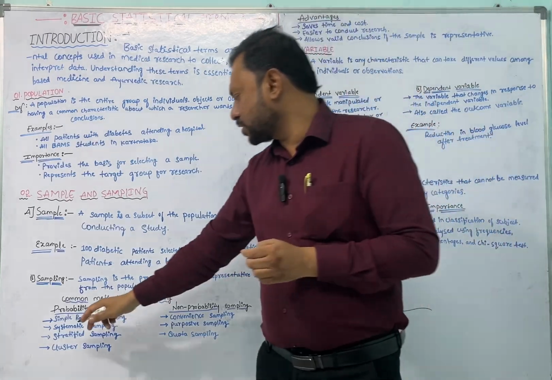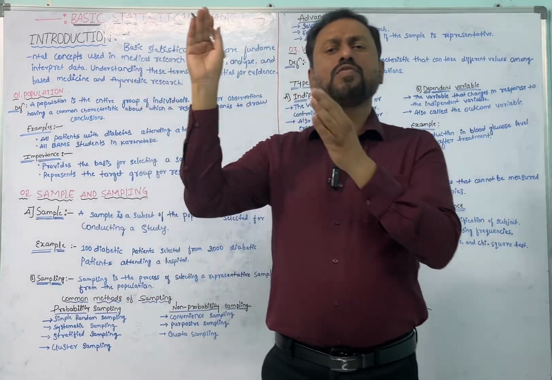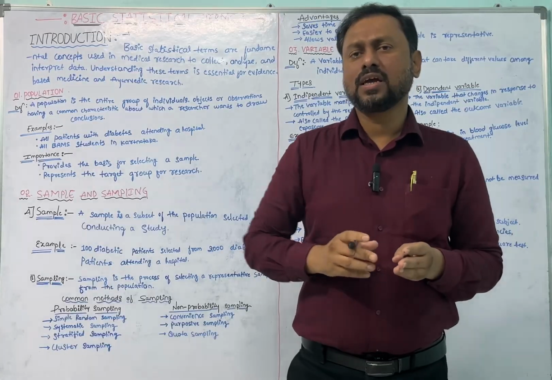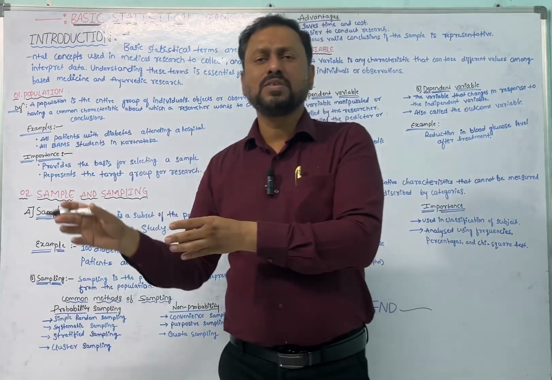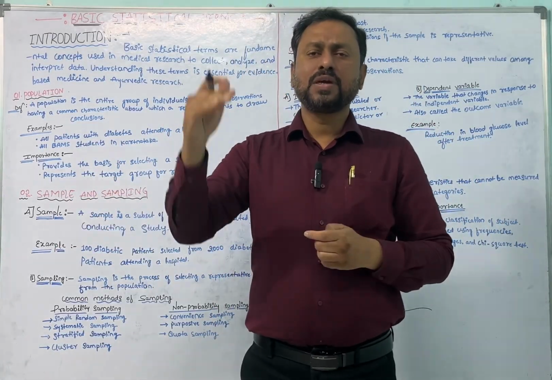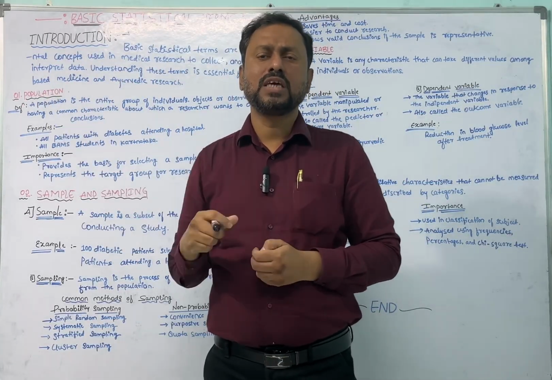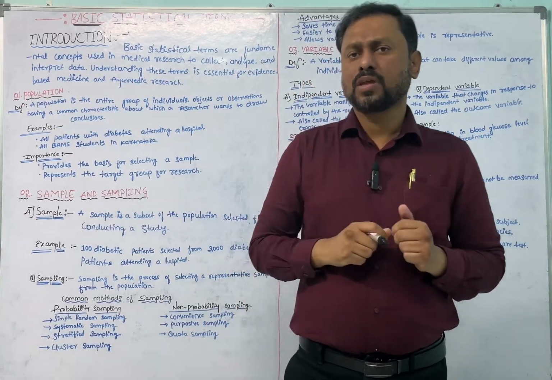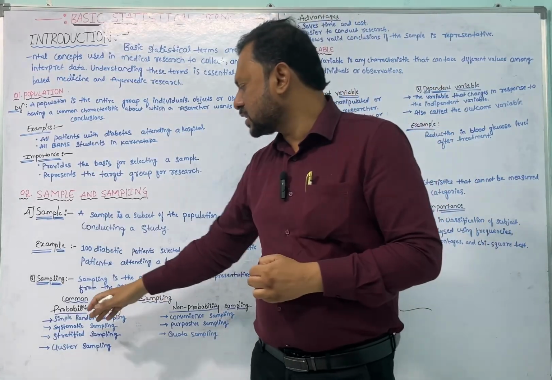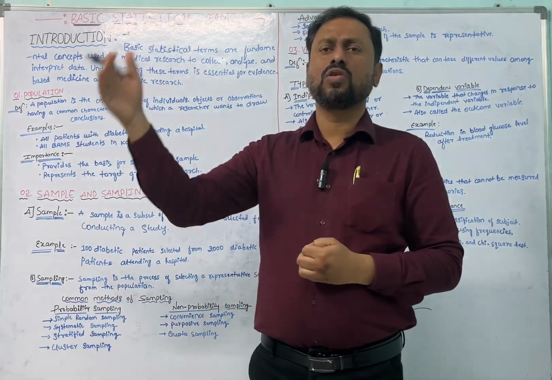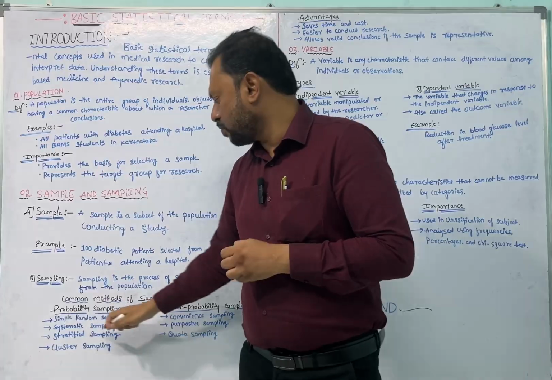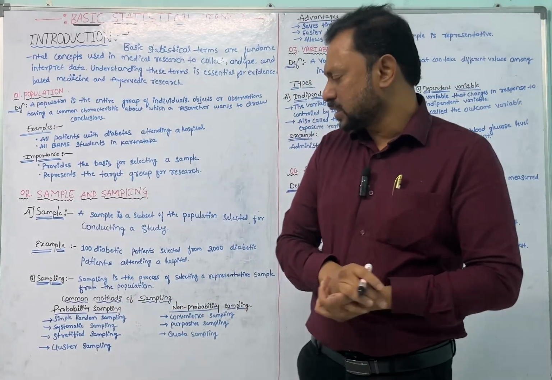The second one is systematic sampling. Systematic means you are following some order for selecting the sample. Suppose 2000 patients are there, and you select every 10th patient, 10th, 20th, 30th, like that, in your research work. That is called systematic. Or else you can take 2, 4, 6, like that. Any system you follow is called systematic sampling.